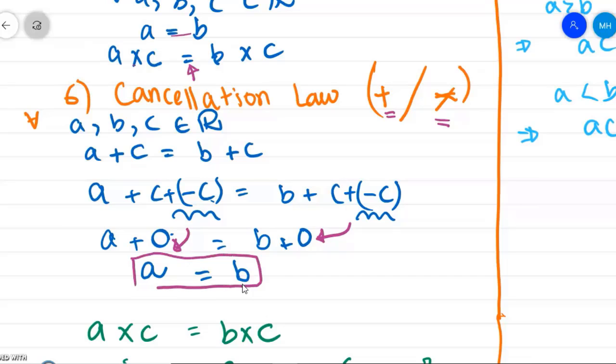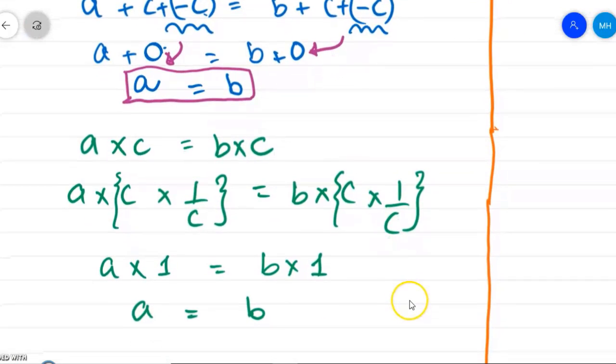Now I am giving you time to do the cancellation law with multiplication. You have to take similar steps. Just do it. Okay, look, now we have done it with multiplication. I hope you have the same steps. A multiplied with C, and now I am going to multiply with the multiplicative inverse on both sides. When you apply the multiplicative inverse to any element, it will give you the multiplicative identity, which is equal to 1, right? Now when you apply multiplication with the multiplicative identity, it will not change the element.